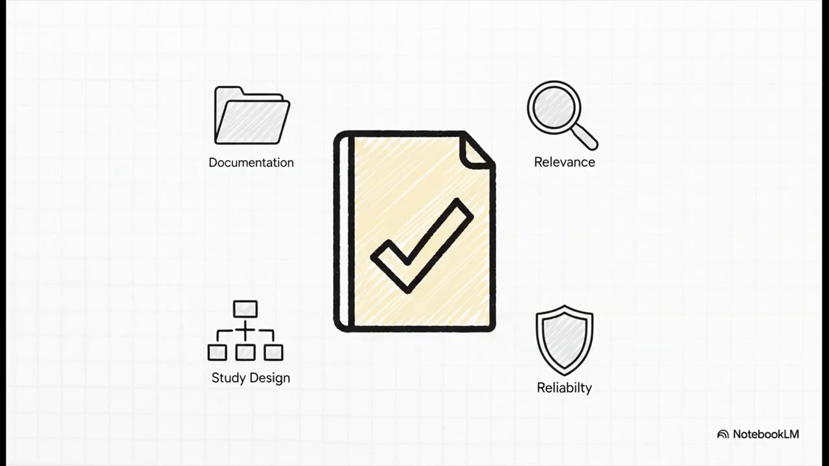And there you have it. That really covers the core framework. As we've walked through, a successful RWE submission really rests on those key pillars: demonstrating data relevance, ensuring absolute reliability, using a rigorous study design, and then presenting it all with transparent and complete documentation.